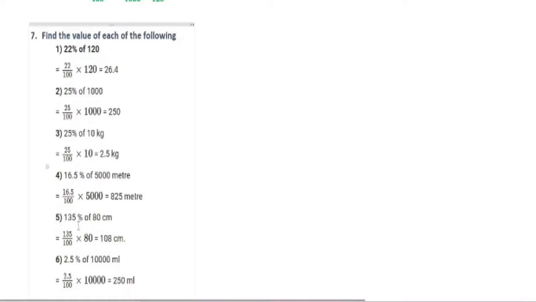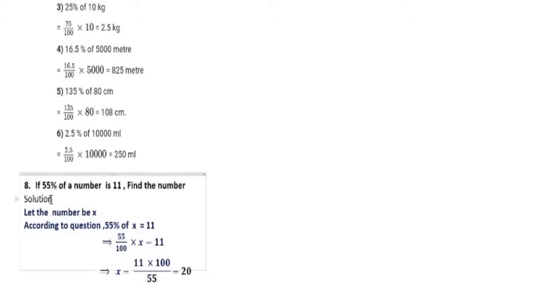Fifth one, 135% of 80 centimeter. 135% means 135 by 100 into 80. That is equal to 108 centimeter. And sixth one, 2.5% of 1000 milliliter. So here 2.5% means 2.5 by 100 into 1000. You can cut this 0 and then simplify it. You will get 25 milliliter.